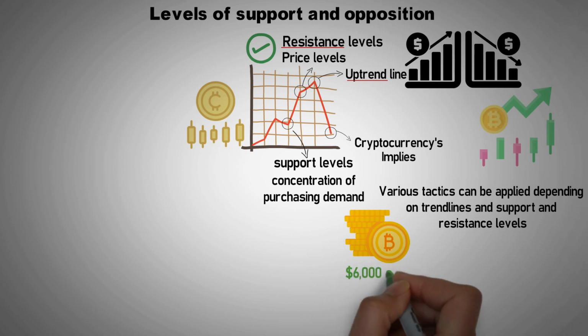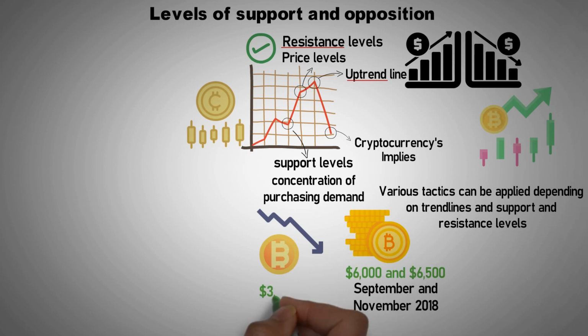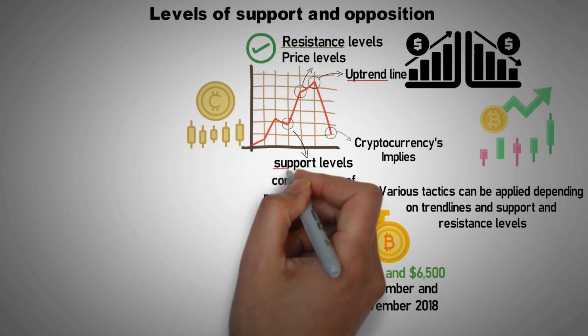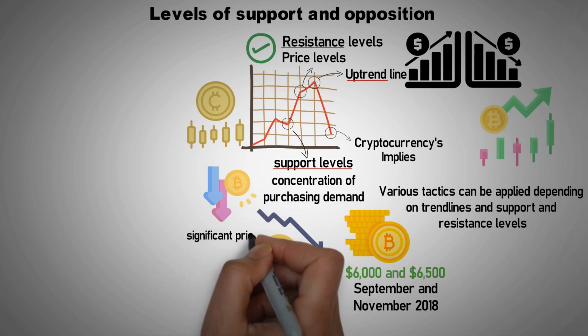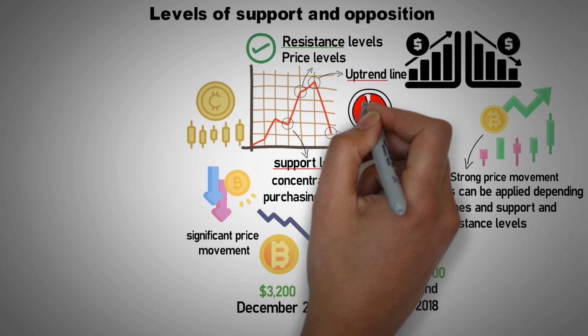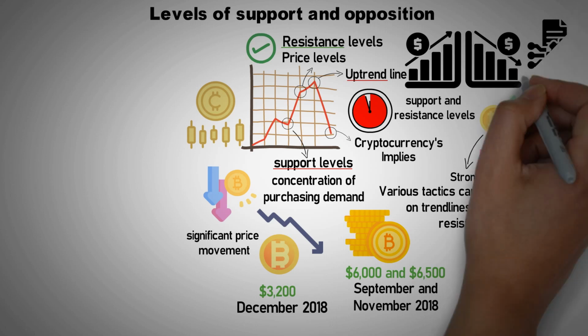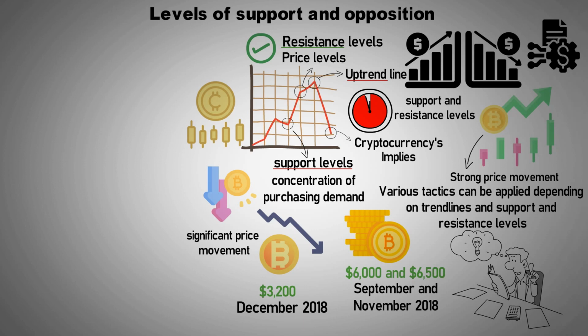A cryptocurrency's price may frequently drift sideways in a rather steady range. Bitcoin fluctuated between 6,000 and 6,500 between September and November of 2018, before falling to 3,200 by December of 2018. Resistance levels are at the top of the range in this example, while support levels are at the bottom. A breakdown may occur if the cryptocurrency's price falls below the range with a significant price movement, or a breakout may occur if the price rises with a strong price movement. Long-term moving averages may also be used to define support and resistance levels. These are typically technical indicators that smooth price data by calculating a price average that is regularly updated.